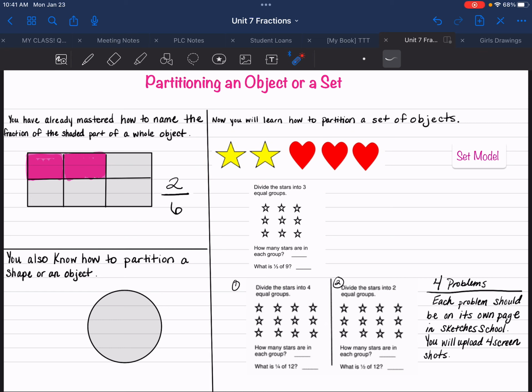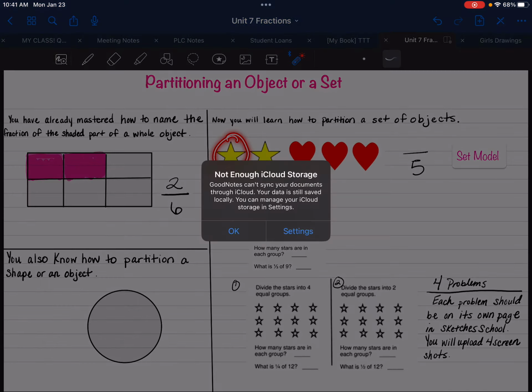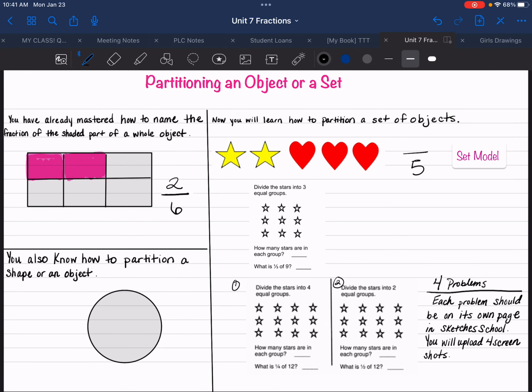In this set model, we have 2 stars and 3 hearts. Okay? So I might ask you, what fraction of the shapes are stars? So you would look at your set model and count your total number of shapes is 5. So you will write 5 as the denominator. Now you need to count how many objects are stars. 1, 2. And you will write that number as the numerator. That's easy.